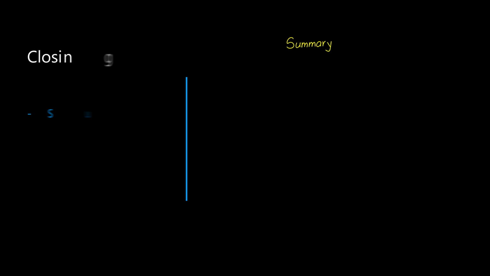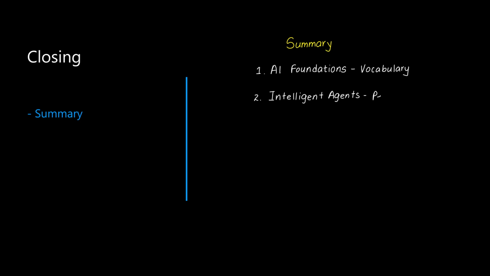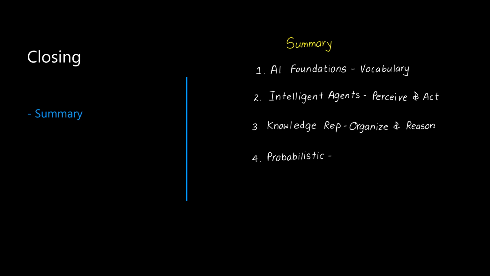Let's pull everything together. You've now covered the 4 major areas tested on your D429 OA. AI Foundations gave you the vocabulary and philosophical context. Intelligent Agents taught you how AI perceives and acts. Knowledge Representation showed you how AI organizes and reasons with information. Probabilistic reasoning equipped you to handle uncertainty.